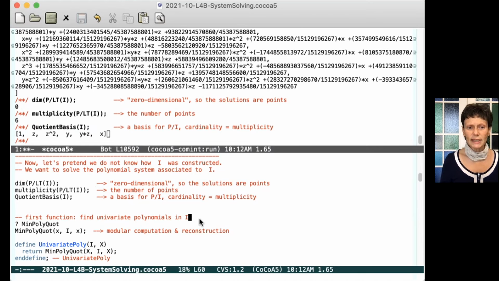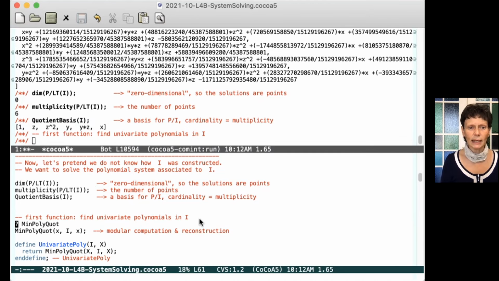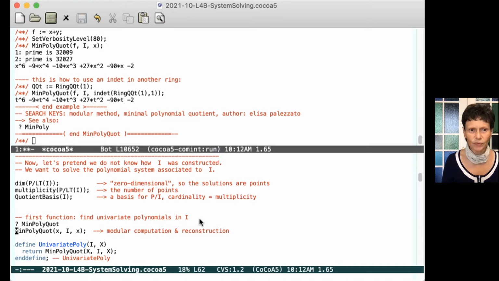So the first step to compute the actual solution is to compute a univariate polynomial in the ideal I. And this can be done with elimination, again an application of Gröbner bases, or with this function, which is called MinPoly. You can get some information in the manual.